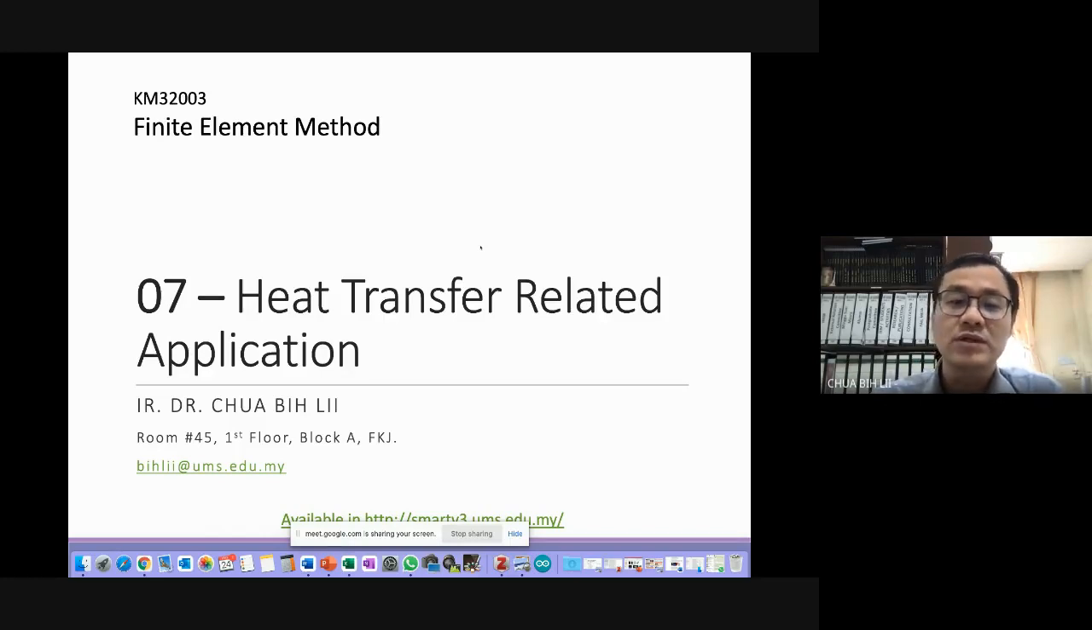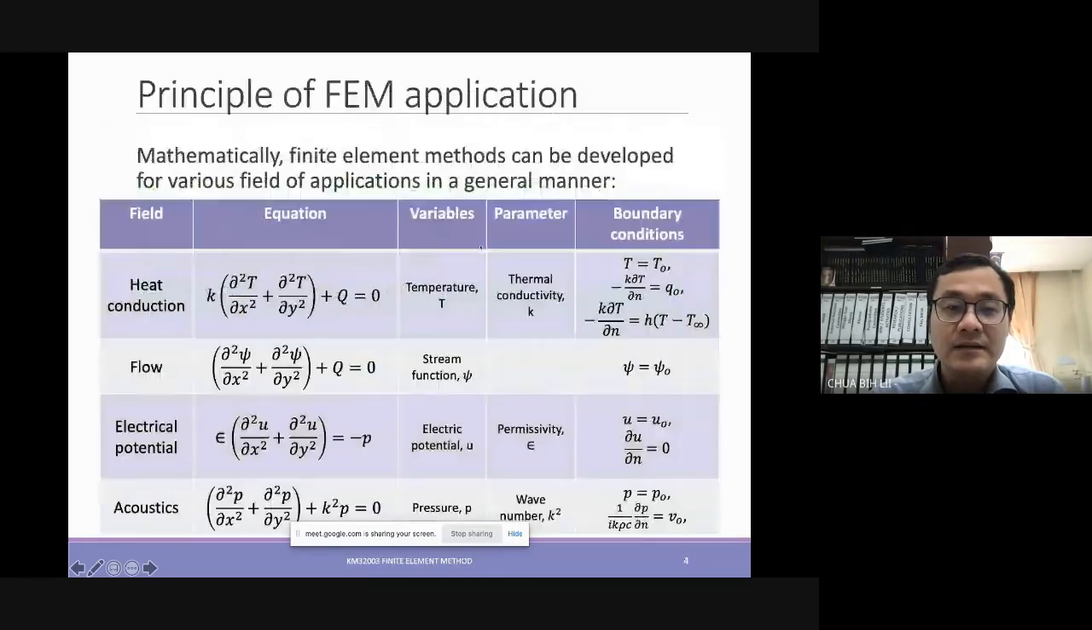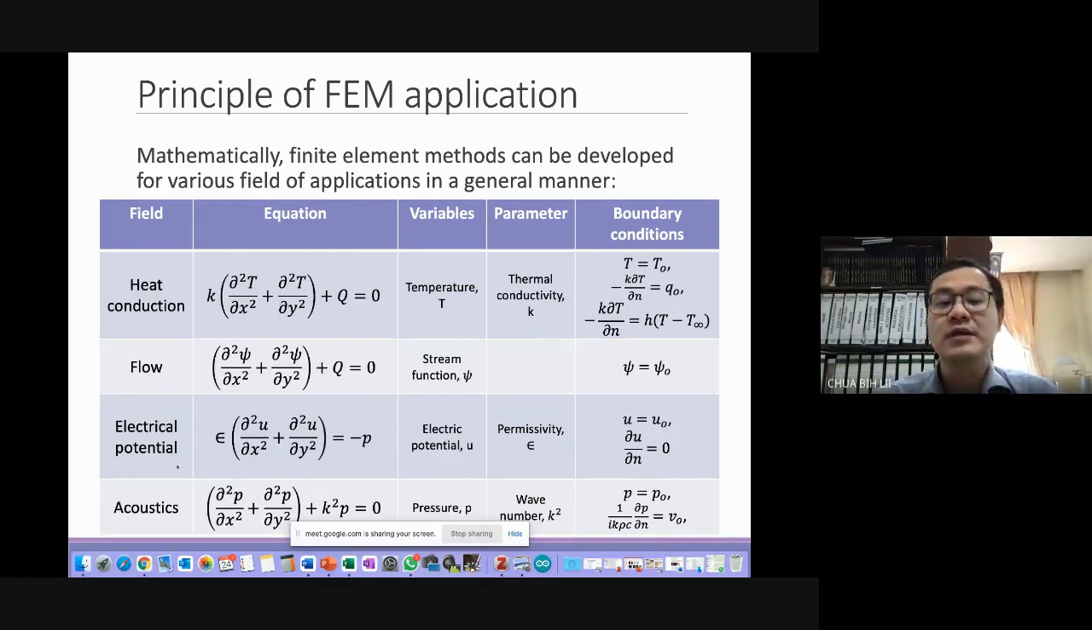In last sessions, we were discussing the heat transfer related applications. And we know that heat transfer applications can be easily implemented in finite element software because the fundamental equations resemble the partial differential equations that we have used for other applications such as structural analysis, as well as flows, electrical potential, and acoustics, right? So the only difference is that instead of using the Young's modulus, we will use a different parameter to denote the characteristics of that particular application, right?